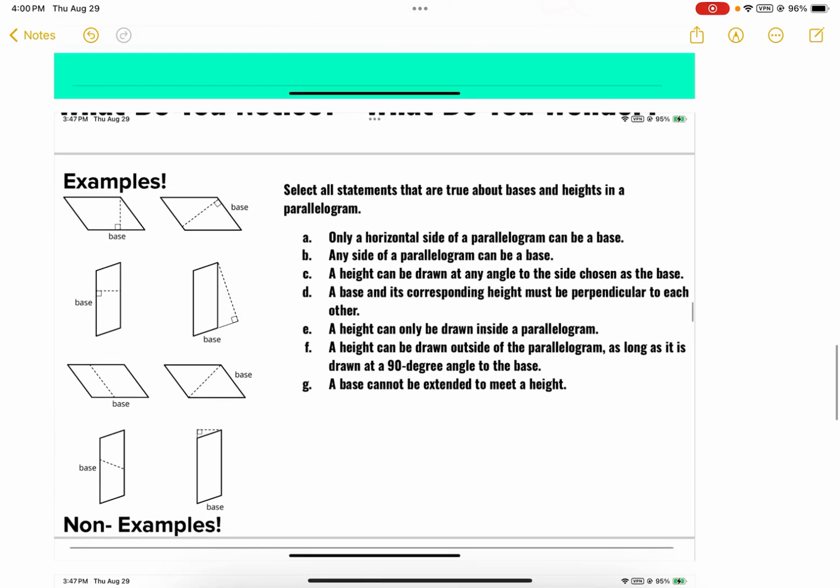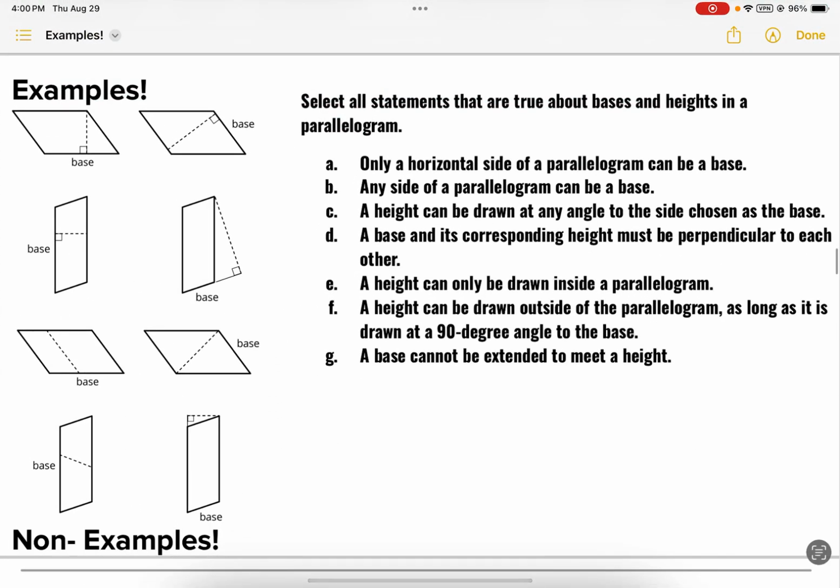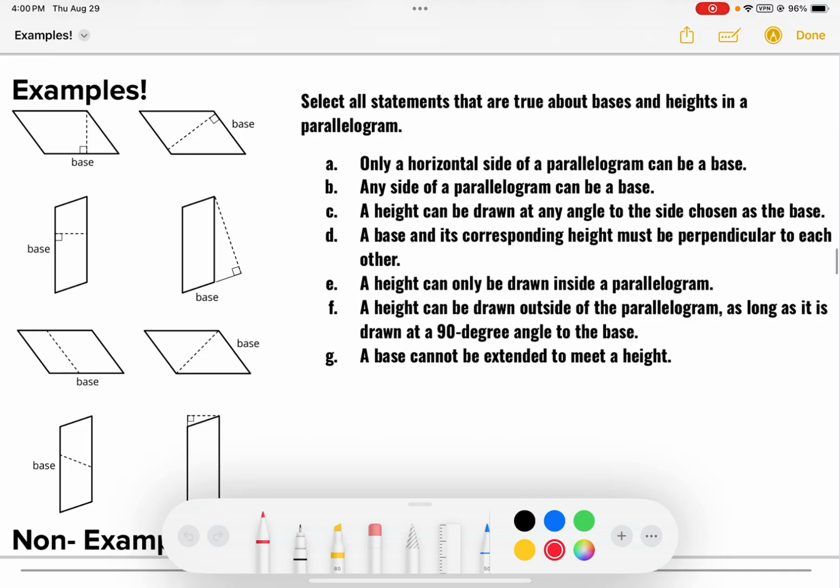So we're going to circle some statements that are correct. So this is on your paper as well. It says select all the statements that are true about bases and heights in the parallelogram. So A, only a horizontal side of a parallelogram can be a base. Notice in the examples, this side is the base and it is not horizontal, so that one does not work because we have an example that proves it wrong. B, any side of a parallelogram can be a base. That is true. Any side could be the base.